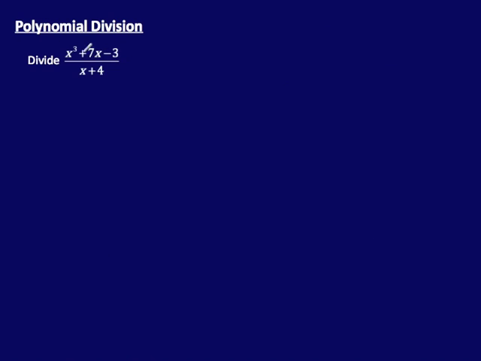Now, here we're going to do the same thing. However, we want to make sure that we have spaces for all the x's in descending order. Meaning, I need an x cubed space, an x squared space, an x space, and a constant space. Here I have no x squared in my polynomial, but I need to make a place for it. So I'm going to use a placeholder.